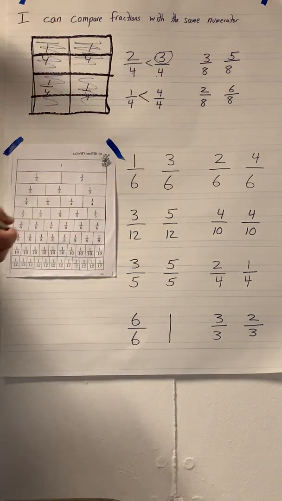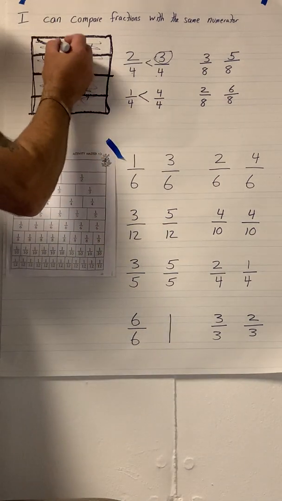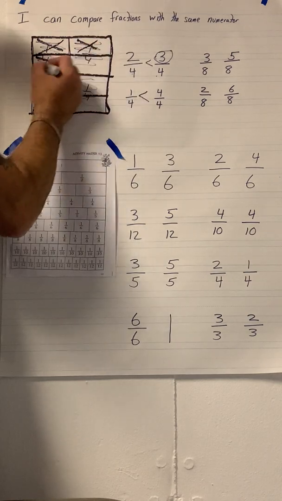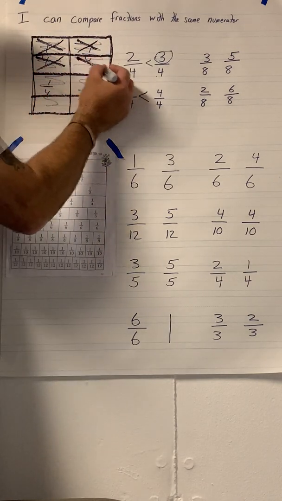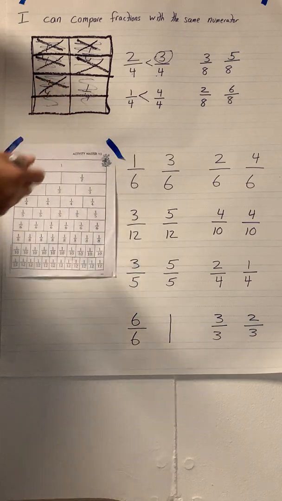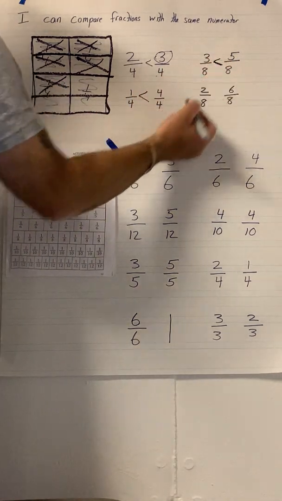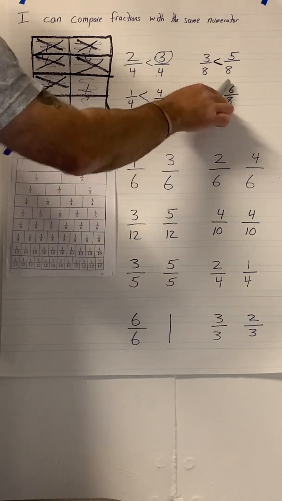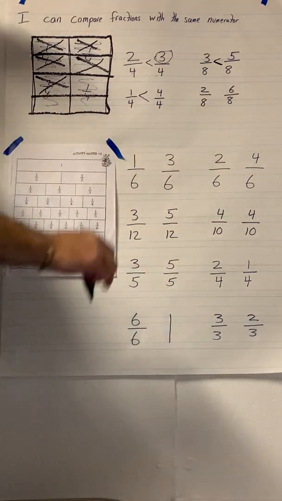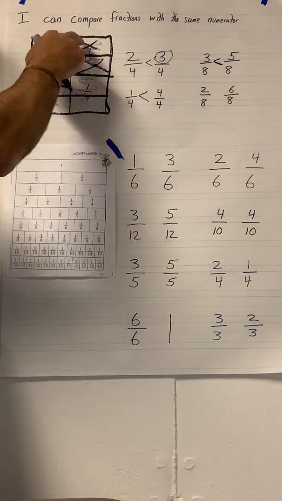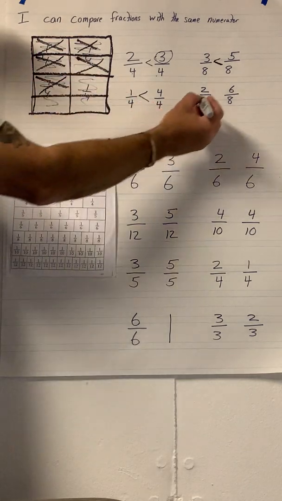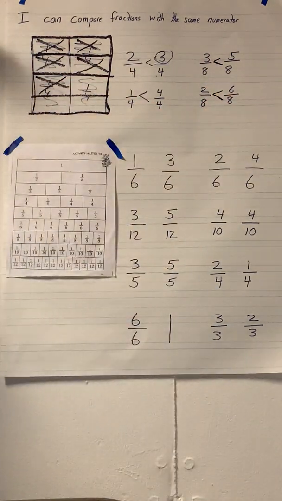So what's bigger, 3/8 or 5/8? Well, here's 3/8, 1, 2, 3. And then 5/8 would be 4, 5, so 5/8 would be larger. Or, you don't even need a picture, 2/8 or 6/8. Well, that's 2/8, and this would be 2, 4, 6/8, so 6/8 would definitely be bigger, okay?